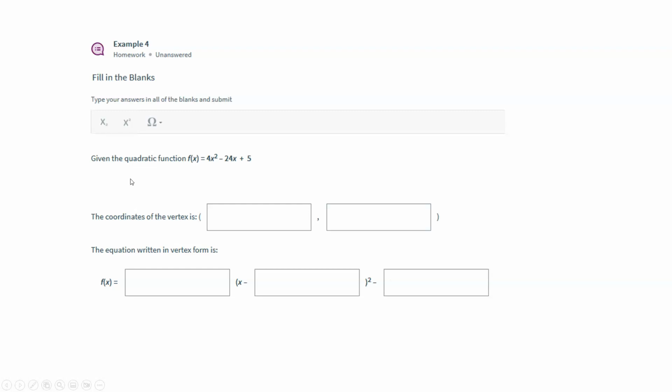In example 4, you're dealing with a different format of a quadratic function. Notice this is not looking like the vertex form. And although there are ways to convert this to the vertex form, either by completing the square, or as you're going to see, being able to interpret certain things about this, it's a little easier to convert it into vertex form. You can actually get a lot of the same information from this standard form.